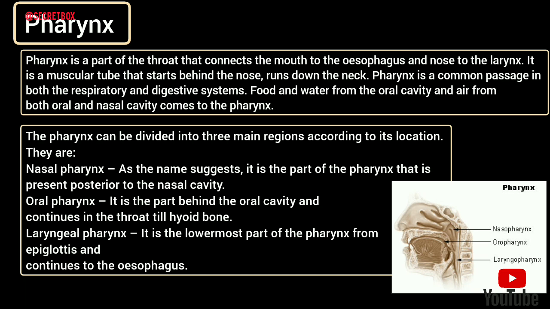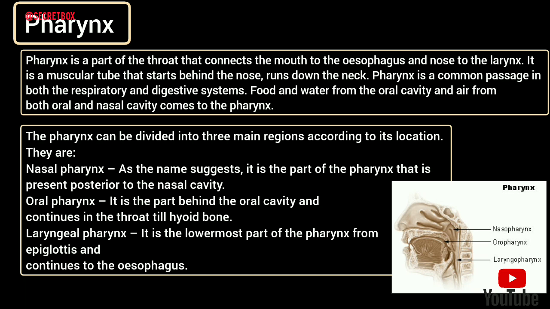Pharynx. The pharynx is a part of the throat that connects the mouth to the esophagus and the nose to the larynx. It is a muscular tube that starts behind the nose and runs down the neck. The pharynx is a common passage in both the respiratory and digestive systems. Food and water from the oral cavity and air from both the oral and nasal cavity come to the pharynx.